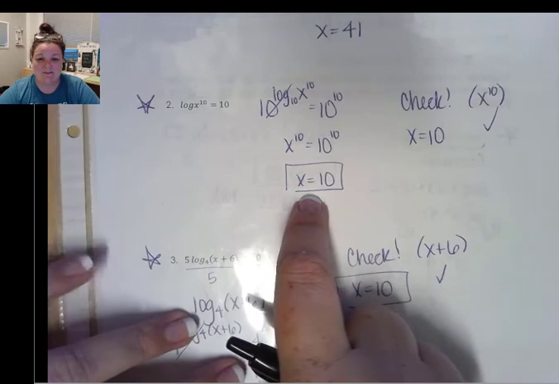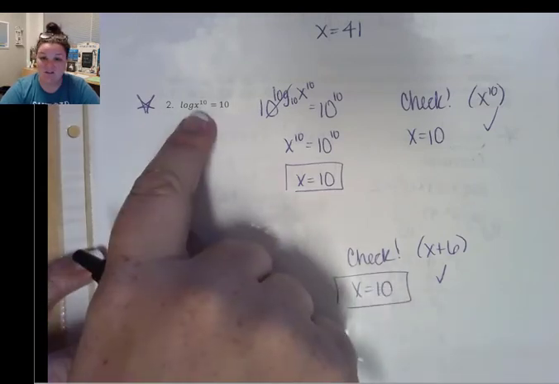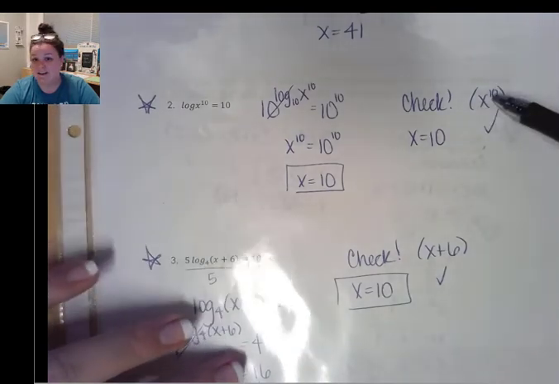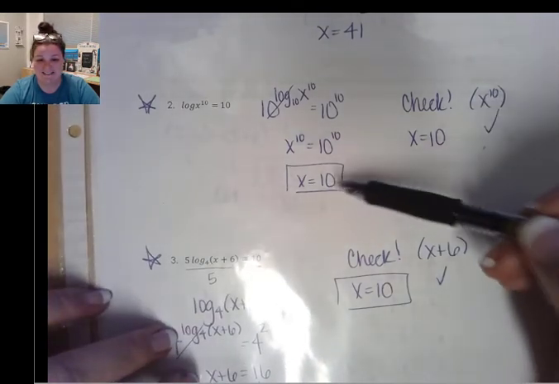And once I have my answer of 10, because it did come from the inside of a log, I do have to check. And obviously, if I raise 10 to the 10th power, it's not going to be 0. It's not going to be negative. So that is our answer.